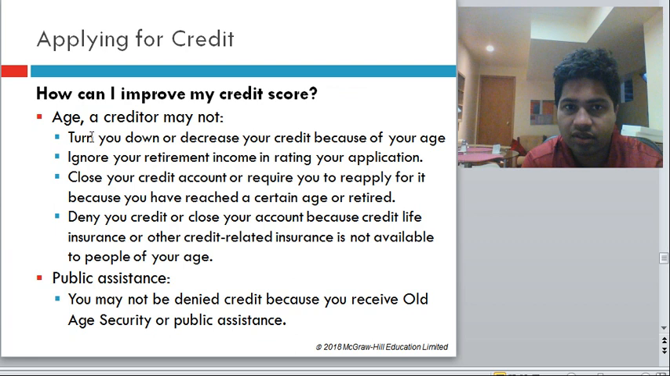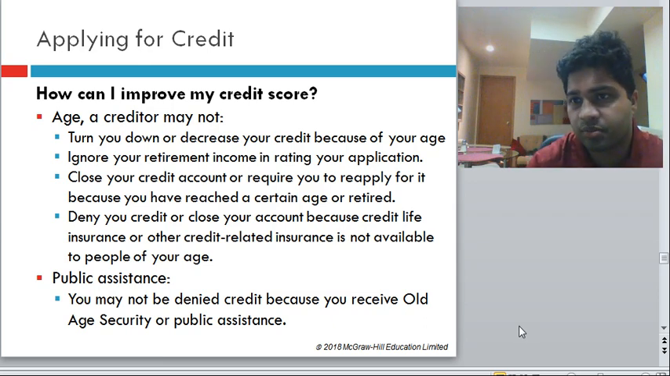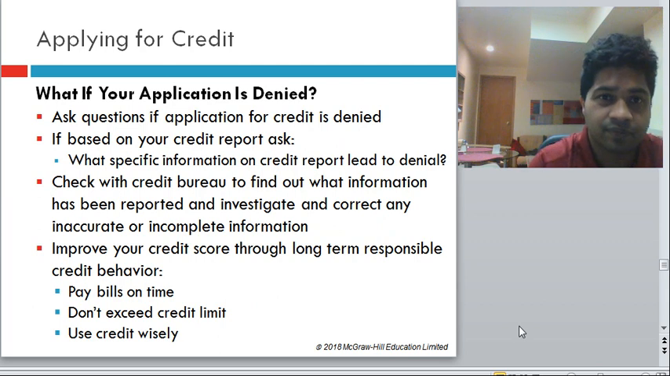Age: a creditor may not turn down or decrease your credit because of your age. They may not ignore your retirement income, so your retirement income has to be considered when you apply for loans. They may not close your credit account or require you to reapply for it because you have reached a certain age. They may not deny you credit because of credit life insurance or the like, or because you receive old age security. If this happens, you can sue them, because they cannot deny you credit based on your age, or because you're retired, or because you get old age security.